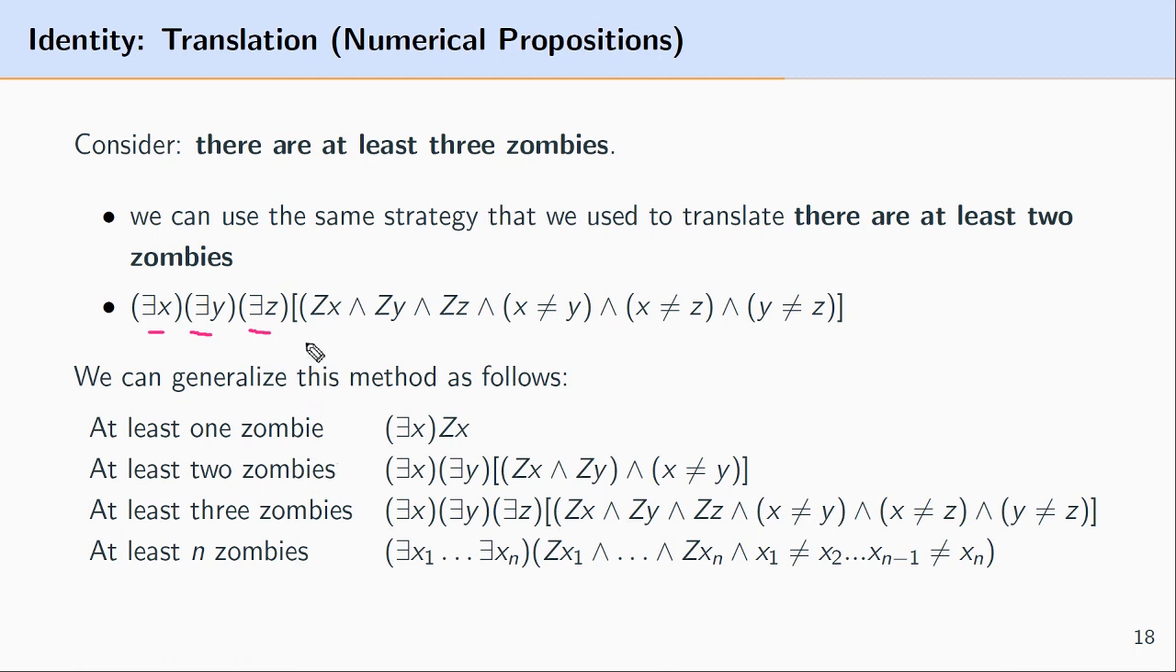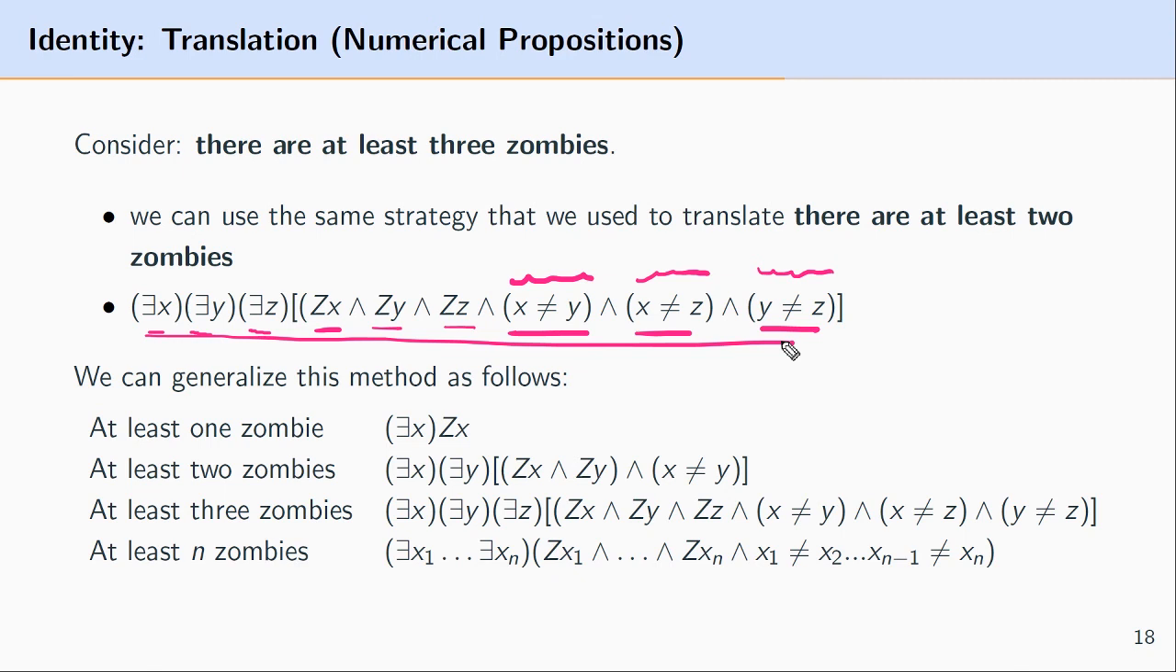All three of these things, X, Y, and Z, are zombies, but to ensure that there are three of them, we'll say that X is not identical to Y, X is not identical to Z, and Y is not identical to Z. So this ensures that the three objects picked out by the existential quantifiers that are zombies are not the same thing. Again, there could be four or five or six zombies that would make this true, but we have to have at least three in order to make this formula true.